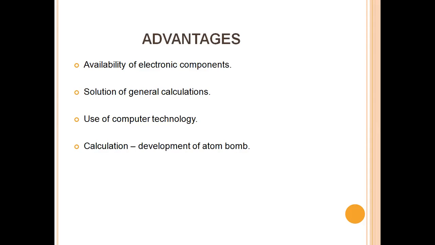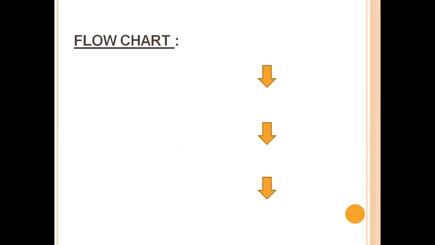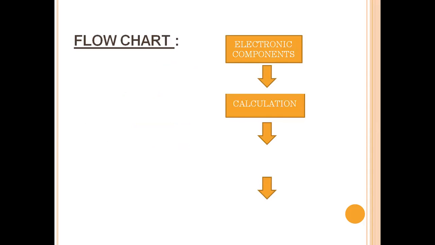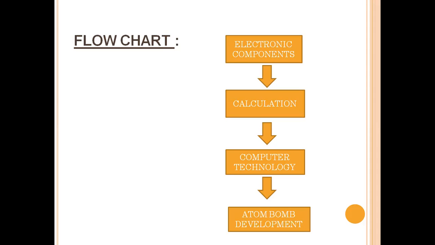Advantages of first generation of computer. In the next slide, there is a flow chart of advantages. In first generation of computer, there was availability of electronic components only. Next, they mainly depended upon general calculations and large calculations. In first generation of computer, technology was the main step, and it was very beneficial for other generations of computer. They were also involved in those calculations which were related to atom bomb development.